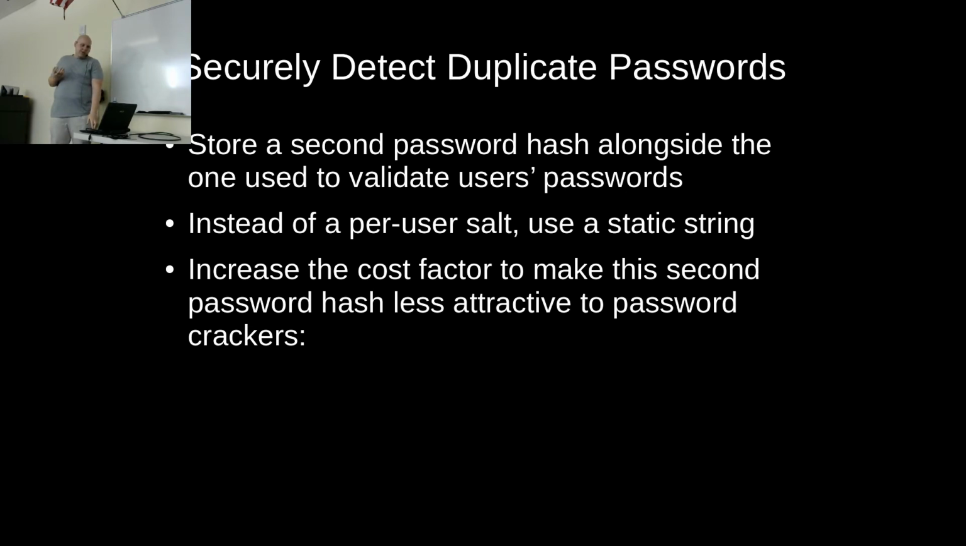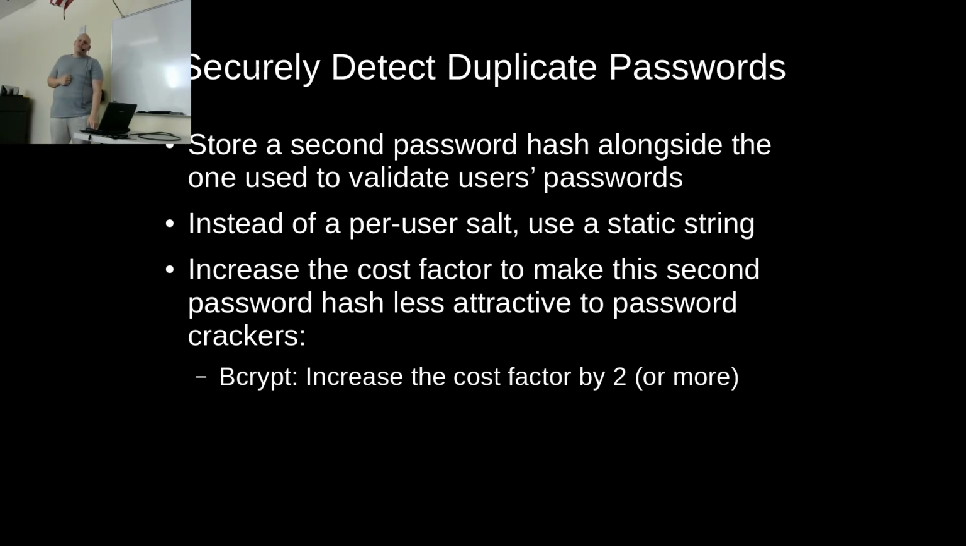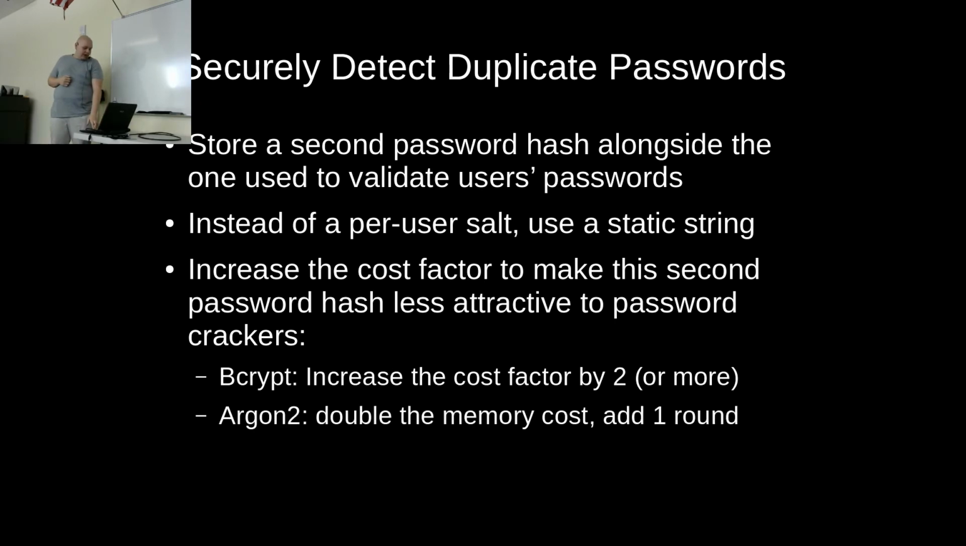Now, these are example numbers, and you might, in practice, want to raise them a lot higher. So in bcrypt, if you're storing with a cost of 10, you're going to want to go with at least 12. Argon2, you're going to double the memory cost and increase the number of rounds by at least 1. These are lower bounds. You should probably try to go higher, depending on what your benchmarks allow for your hardware.